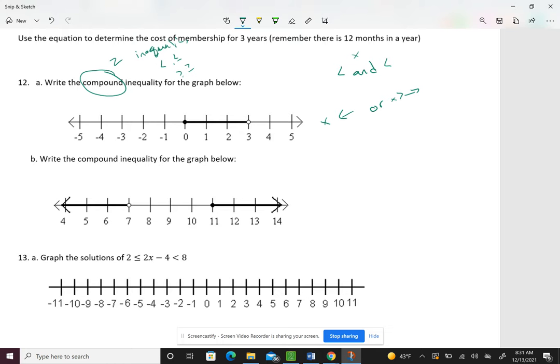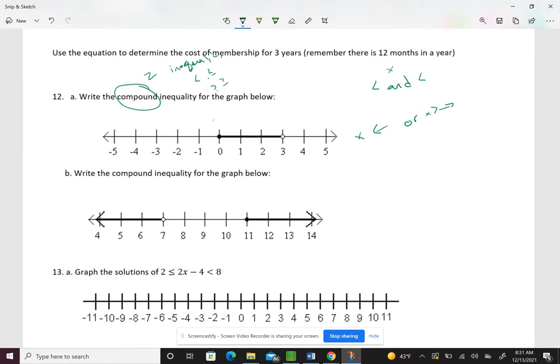So make sure you guys understand, if you're looking at a number line with compound, we're looking to determine if it's "and" or "or." "And" is always in between. So you can take a look what I mean. Here's my two numbers right there, and we're shading in between. So I know that that's an "and." If we were shading opposite of each other, so if this one went this way and this one went this way, then we know it would be an "or."